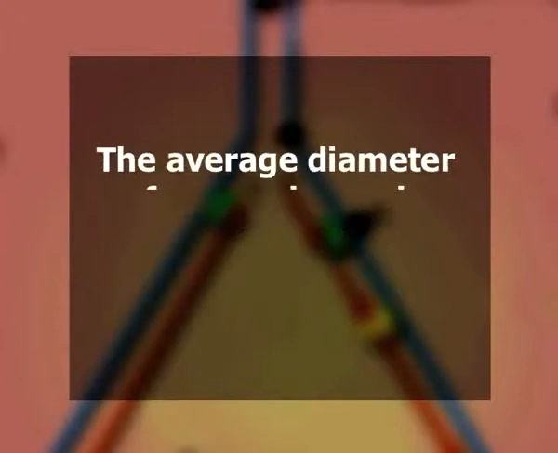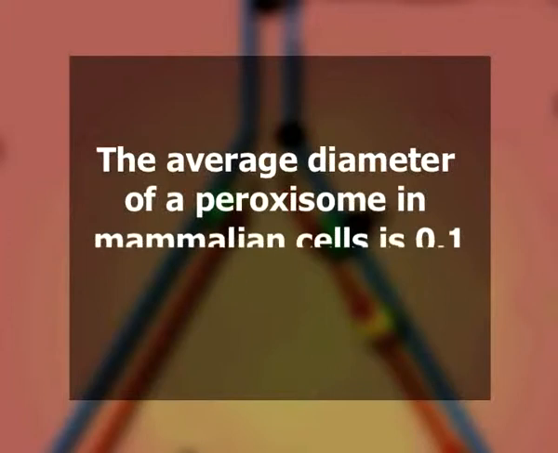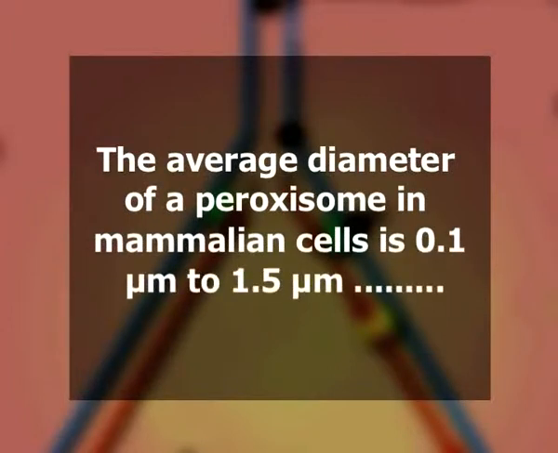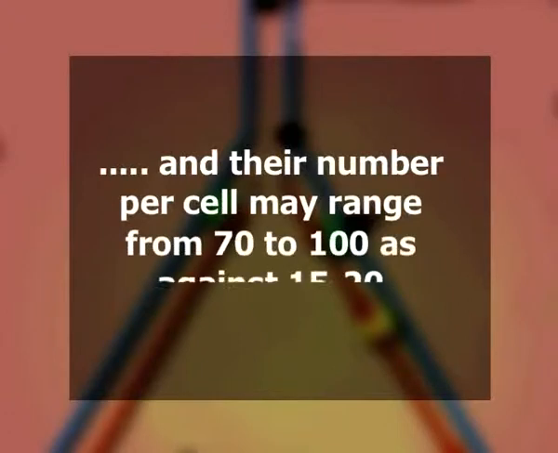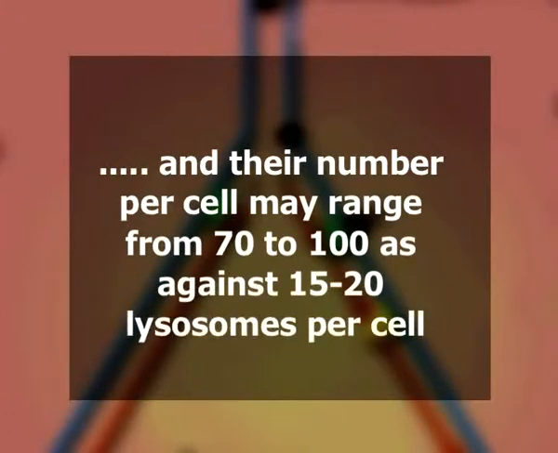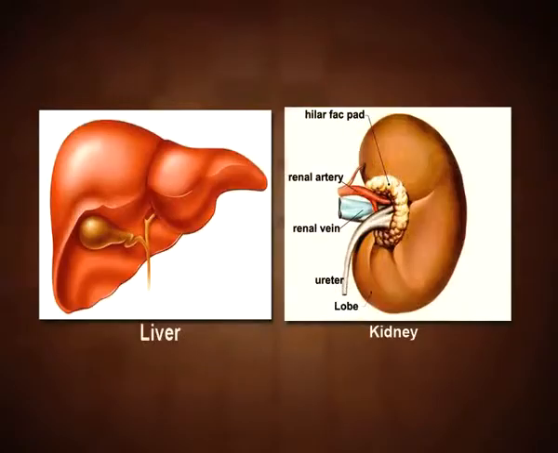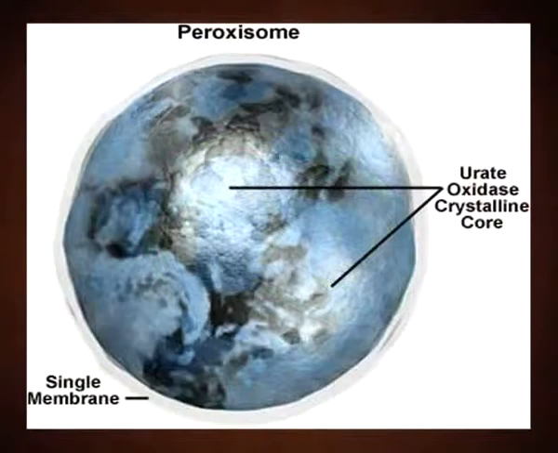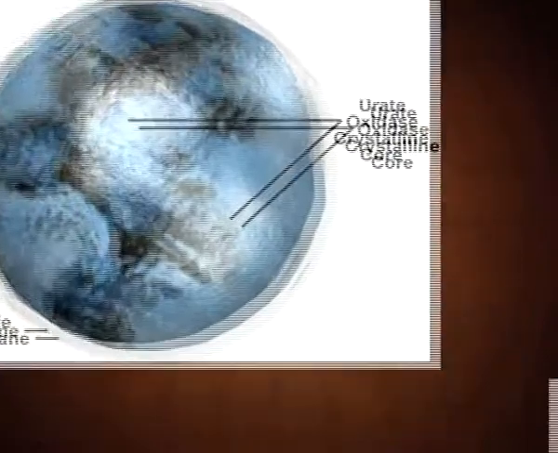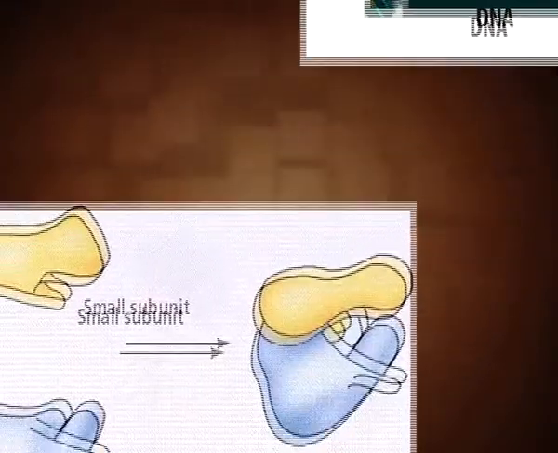The average diameter of a peroxisome in a mammalian cell is 0.1 micrometer to 1.5 micrometer, and their number per cell may range from 70 to 100 as against 50 to 20 lysosomes per cell. They are particularly abundant in liver and kidney cells. Peroxisomes differ from mitochondria and chloroplasts in having a single membrane, and they do not contain DNA or ribosomes.